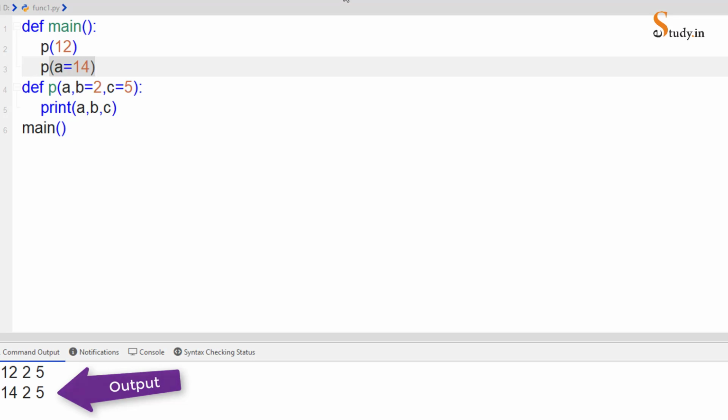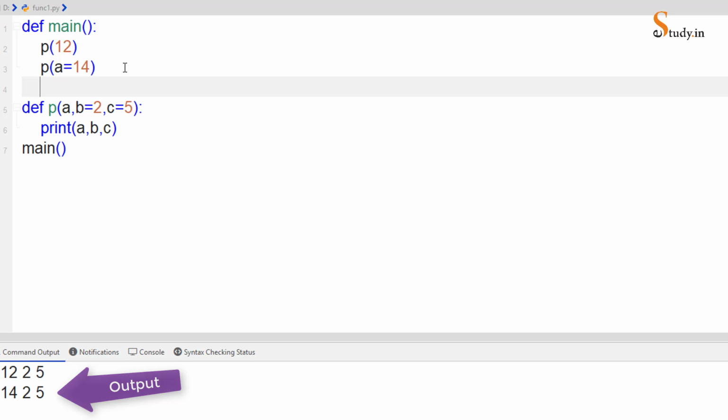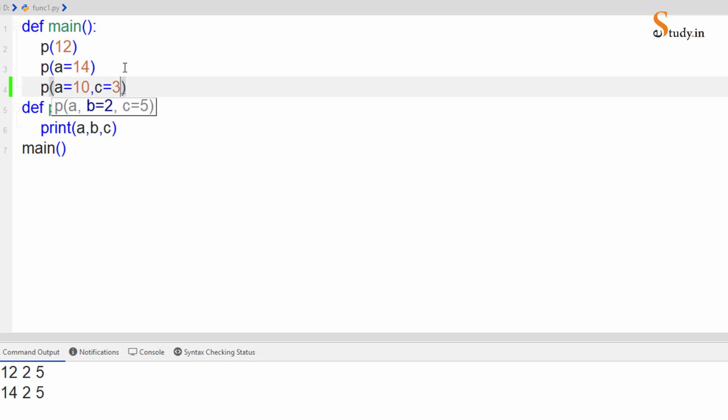So here we are passing one positional argument, and here again we are passing one keyword argument, because we are giving a key and value. Now in the third call, when I call p like this, and I say a is equal to, let's say 10, comma, c is equal to 3, we are passing two keyword arguments, a and c. So the order is not important here.